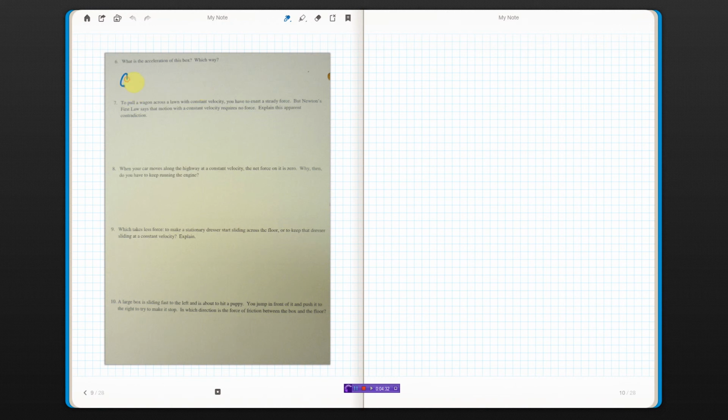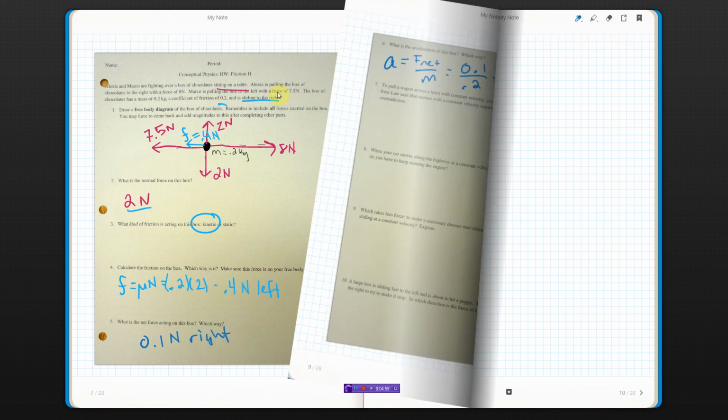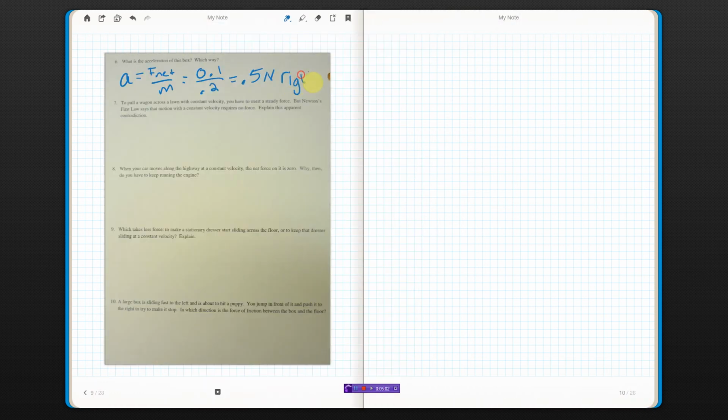Which way? Acceleration is what you get when you do net force divided by mass. We just found the net force was 0.1, and the mass, if you remember, was 0.2. If you do 0.1 divided by 0.2, we get 0.5 newtons. If you don't believe me, use a calculator. But really, that's what you get. And which way? Well, the way is the same direction as the net force, which was right. So this is also right.